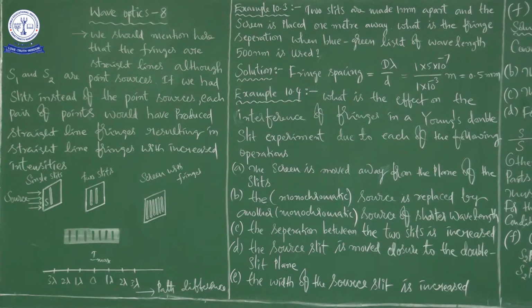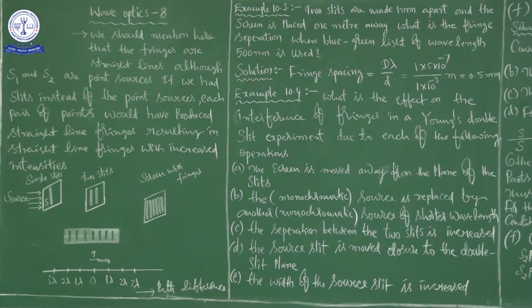Next one is example 10.4. This example is very important for us, because with this example problem we can understand the consequences, the positives and the negatives, the advantages and disadvantages, the achievements and the modifications. If you do some modifications to the setup done by Young, what will happen? That is very important.